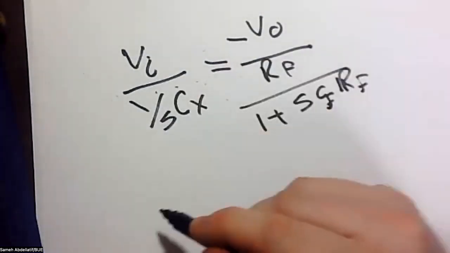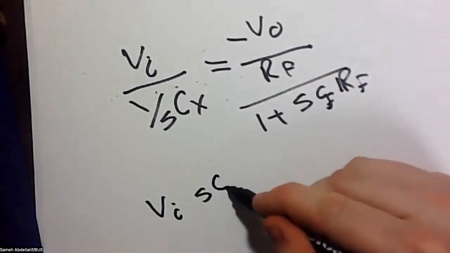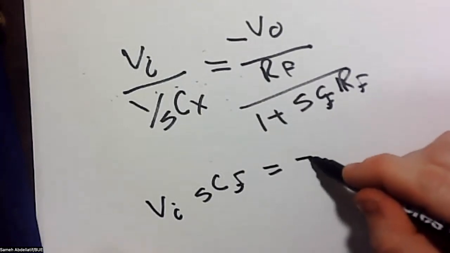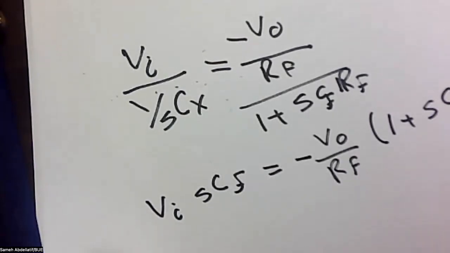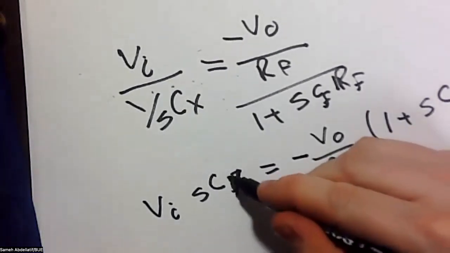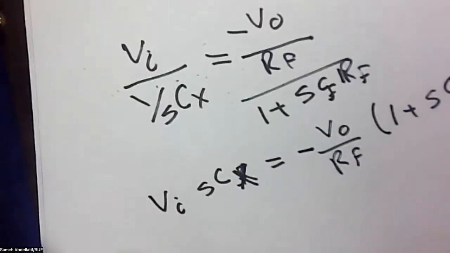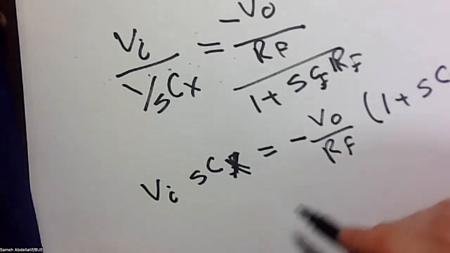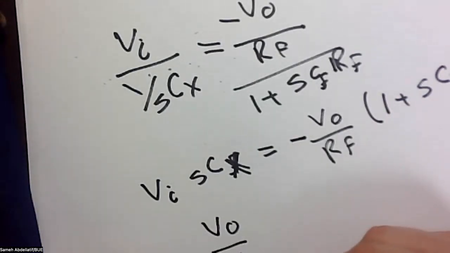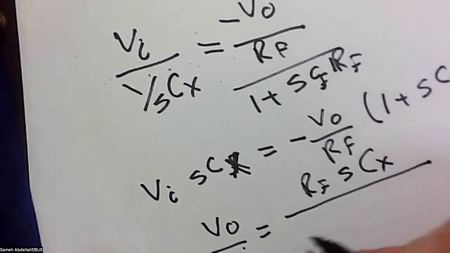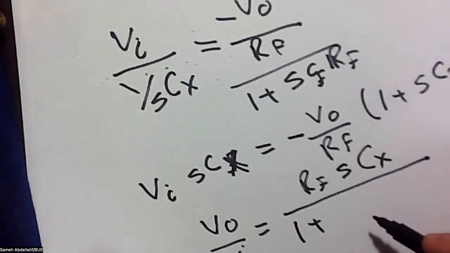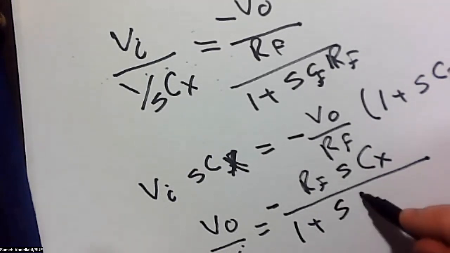So simply here we can write it like that: V input times SCX equals minus V output over RF times 1 plus SCF RF. Of course, this is CX, not C. Or we can write it also in a very easy manner. So V output over V input equals, and there's a negative sign here, don't forget it, RF SCX over 1 plus SCF RF.